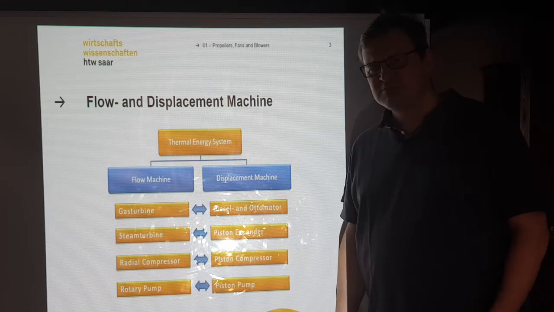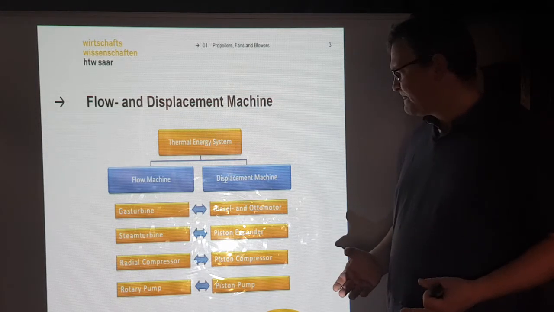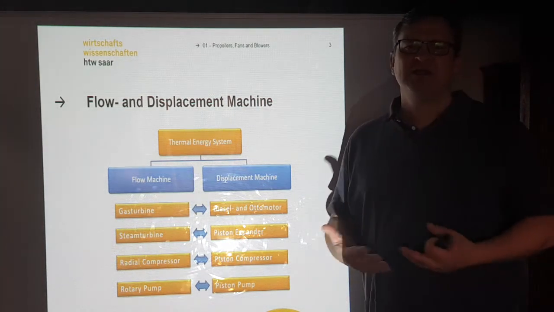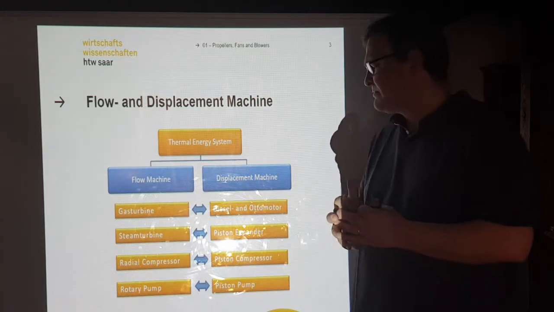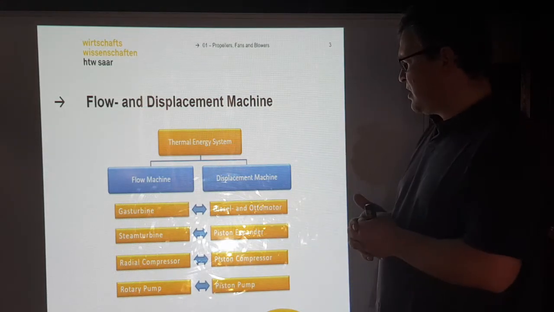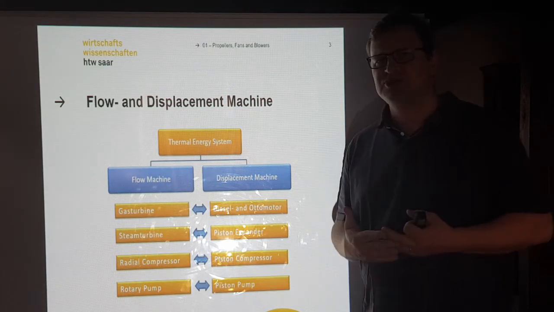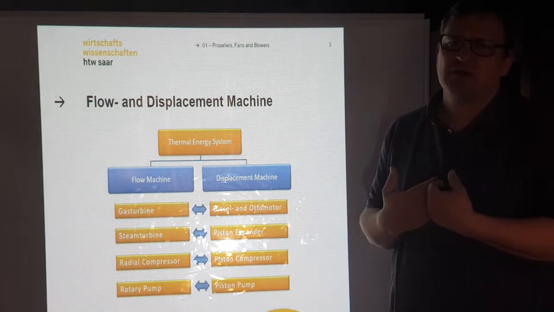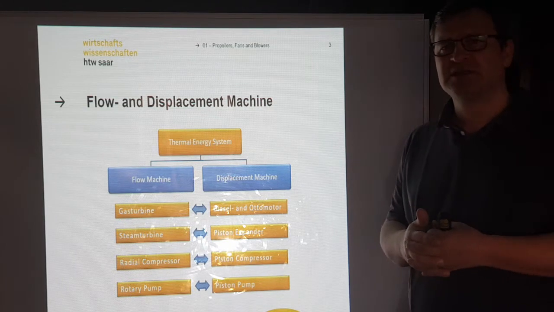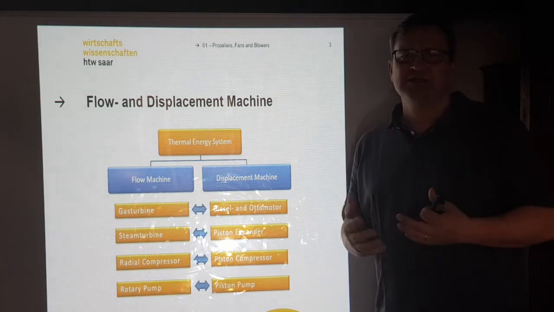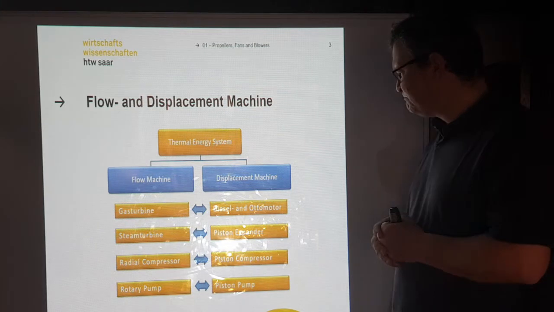On the other side, we have the big group of displacement machines. The displacement machines work with a piston. Big family of displacement machines is, for example, diesel and auto engines. Car engines are displacement machines. I've been working at Bosch for over 7 years in the field of diesel engine development.